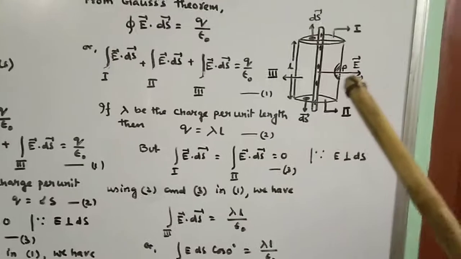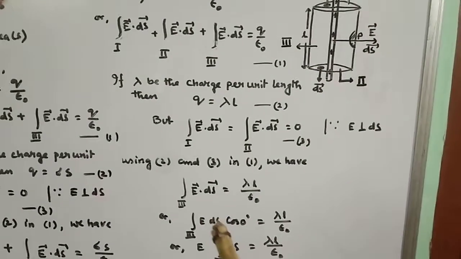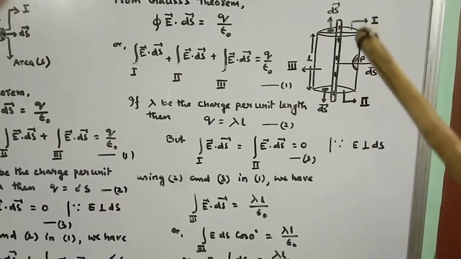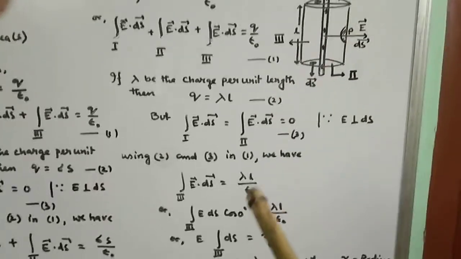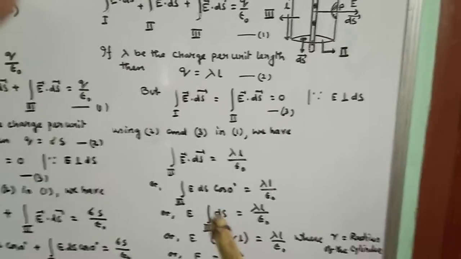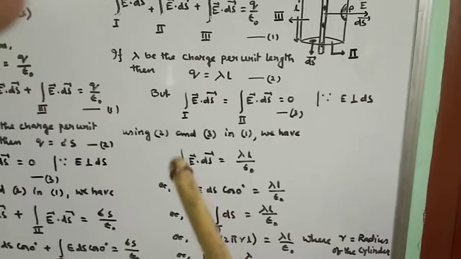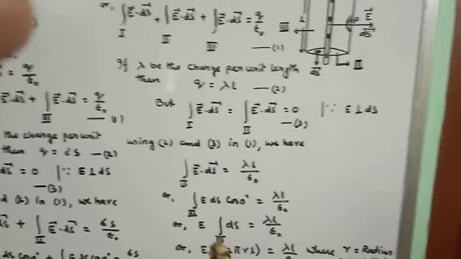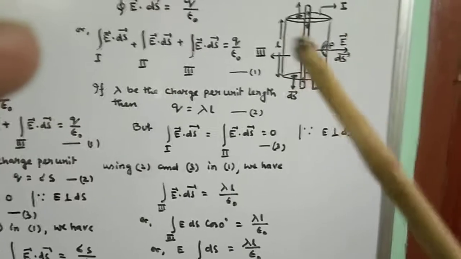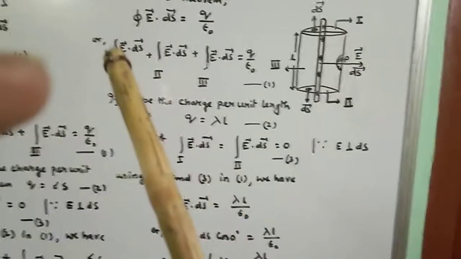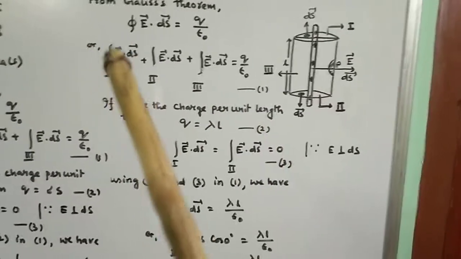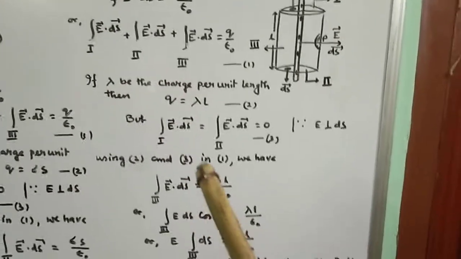Now on the surface 3, E and ds are in the same direction, so E ds cos 0 degree equals lambda L by epsilon naught. So E is constant on this surface, as the definition of the Gaussian surface requires. So E comes out of the integration sign, and we have integral 3 ds. I have not used the small circle over this integral because surface 3 is nothing but the closed surface. It is already closed, so I have not used this symbol here. You can use the symbol, no problem, and in some books the symbol is also available in the integration, but if you don't give the symbol then also it works.